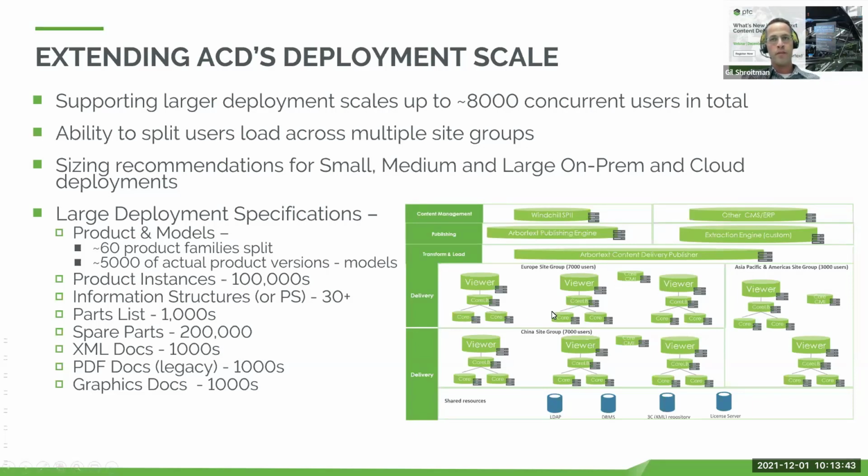This is an example of around 8,000 users in total, concurrent users. As you can see, if you have different geographical locations, you might consider setting up a different set of users in each one of those areas to achieve optimal results.